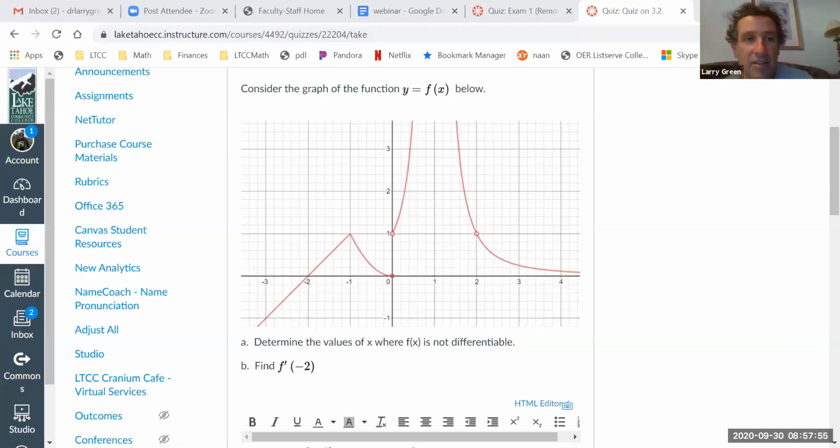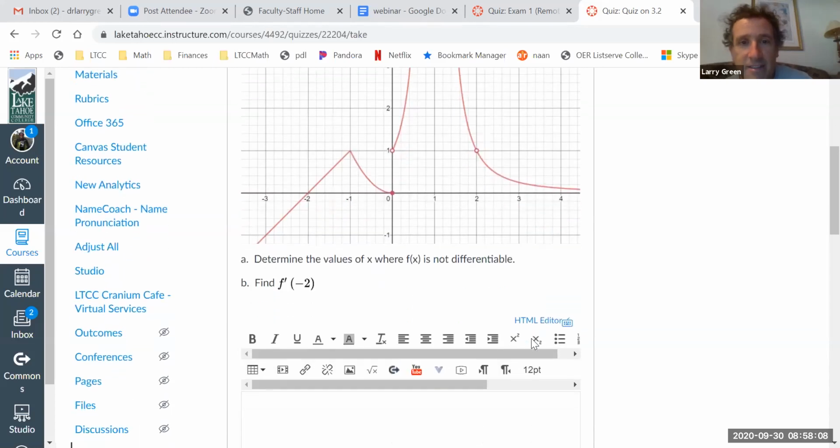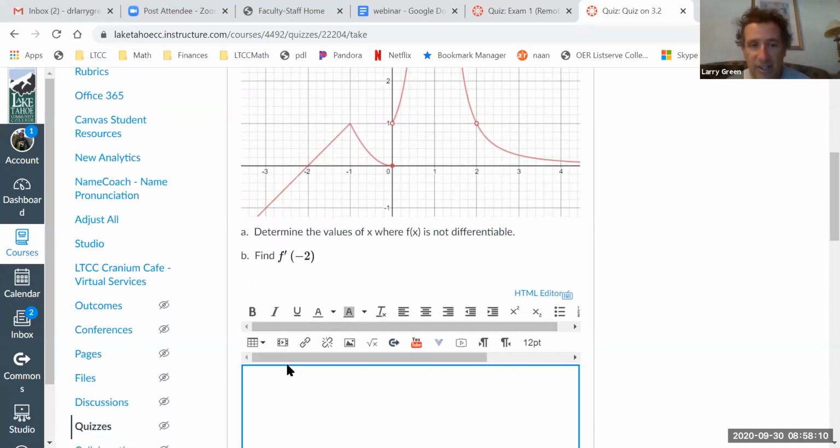And let's take a look at the quiz. So consider the graph of the function y equals f of x below. A is determine the values of x where f is not differentiable. So what I like to do, just for organization purposes, is I like to read left to right and just see what happens.